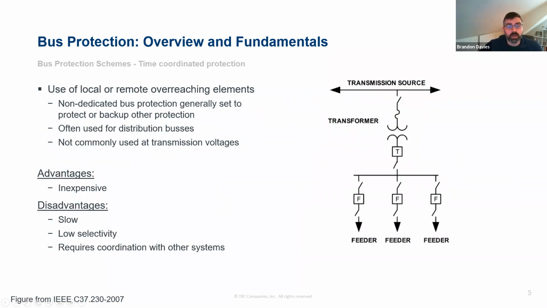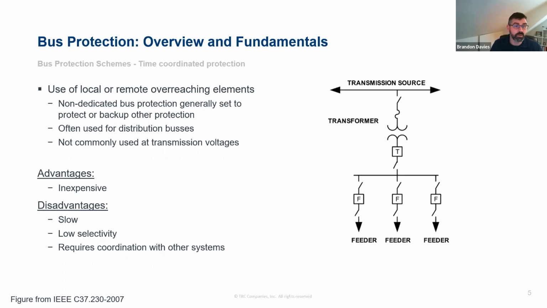So the first type of bus protection scheme we're going to talk about is time coordinated protection. In general, this is the use of local or remote overreaching elements. We talked about overreaching elements in the line protection discussion. Elements that look past their intended primary zone of protection, or the equipment they're trying to protect.